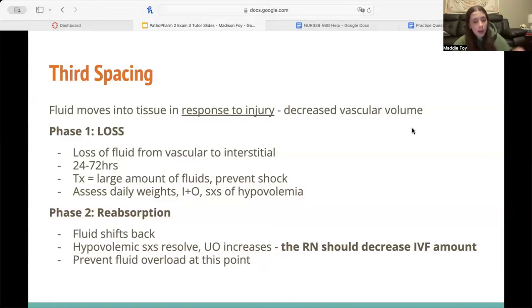However, after that 72-hour phase, that fluid is going to start to shift back into the vascular space out of that interstitial space, meaning that now we have the opposite issue. Now we're at risk for hypervolemia. So I have in bold there, the RN should know that we need to decrease IV fluids, and that the goal shifts from preventing shock to preventing fluid overload. So this is really just your understanding how the fluids move in response to injury and how that impacts what you need to do to treat them.